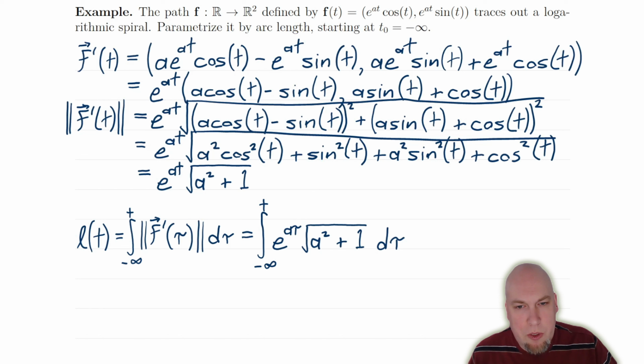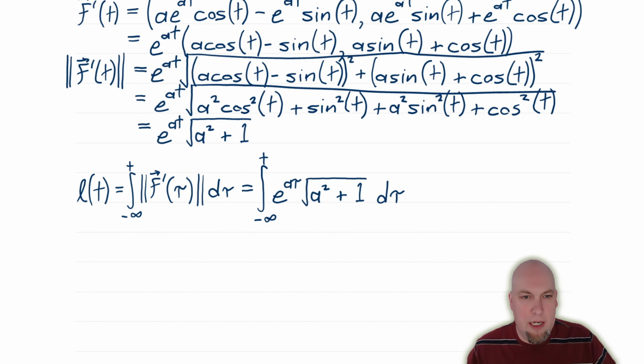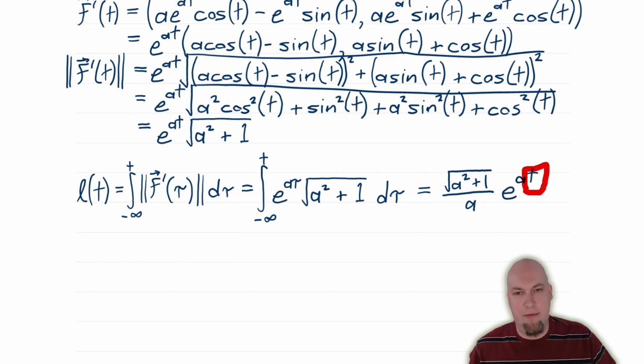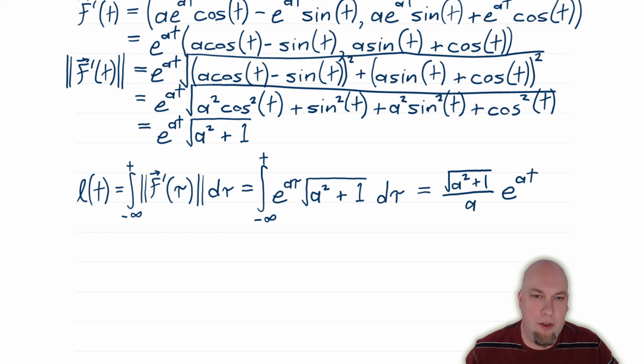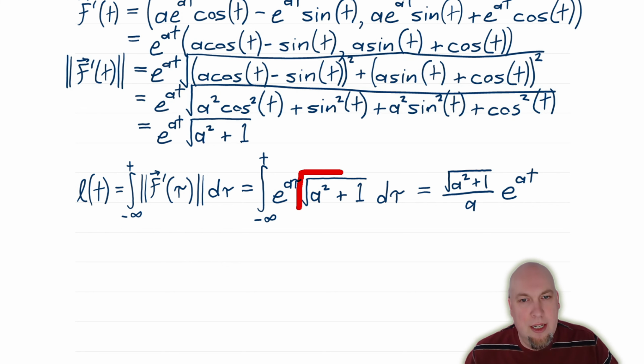Anyway, let's compute this integral. The only thing that has a tau anywhere in here is this e to the a tau. When we integrate that, I get 1 over a e to the a tau, and I plug in my endpoints. When I plug in the right endpoint t, it's just plugging in t, and you can't simplify that any further. This constant, root a squared plus 1, just becomes here.